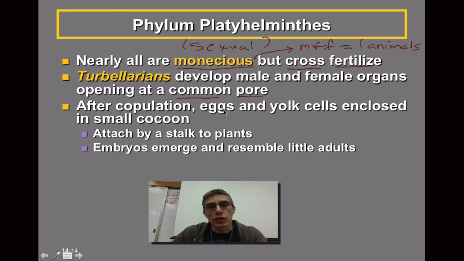Now after copulation or mating, the eggs and the yolk cells are going to be enclosed in a very small cocoon, and this cocoon is going to be attached to the stalk of a plant, and when the embryos emerge, they're going to emerge simply as little adults. So there's not going to be much difference between the embryo or the larval form and the actual adult worm.